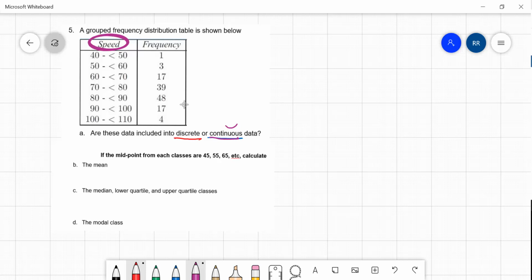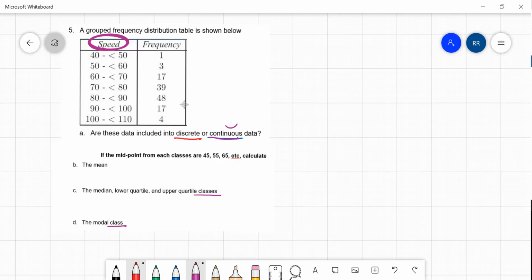Okay, so I'm not going to explain the median, lower quartile, upper quartile, because I've already explained that for number 2. And for this one, guys, the answer for the median, lower quartile, upper quartile, and modal is just the class. Okay, not the exact value, like the estimation value. Sorry, right? So I'm going to go straight to D. Okay, the modal class.